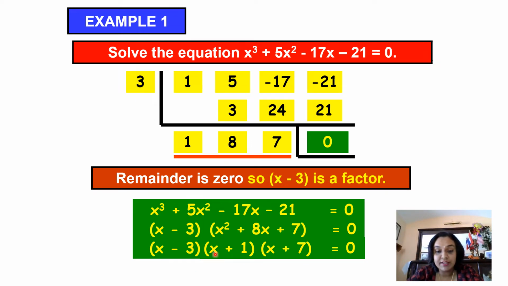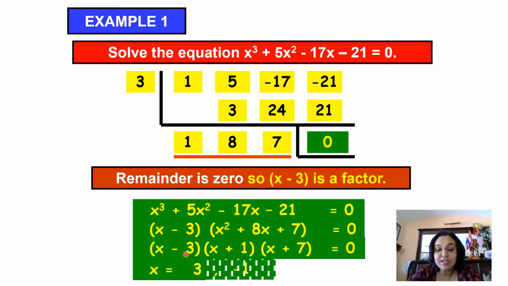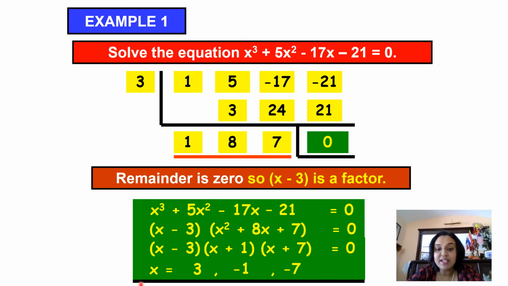our scientific calculator. And now based on this, we are supposed to solve the equation. Solve here meaning determine all the roots. So in this case, we solve each of the factors. So x is 3, x plus 1 equals 0, x is negative 1, x plus 7 equals 0, x is negative 7. So the solution for this particular polynomial is 3, negative 1, and negative 7.